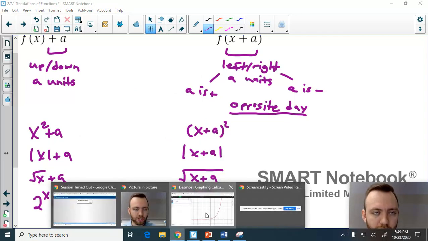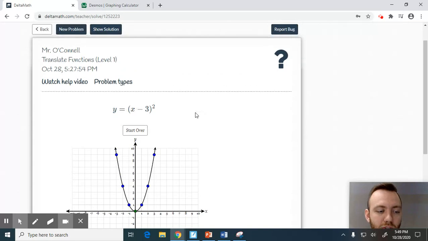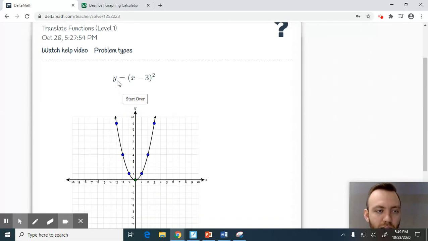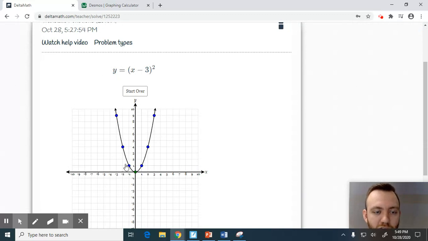So let's just go over some examples in Delta Math. These are the types of problems you'll see, and what it wants us to do is to translate this function. It gives us this nice function already, but it wants us to graph y equals (x minus 3) squared.